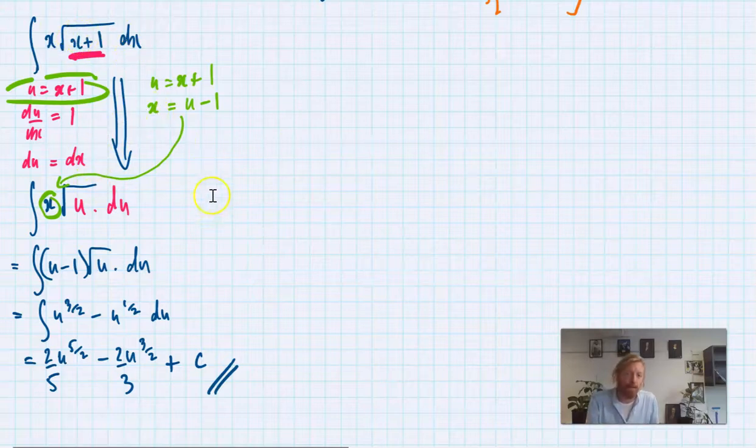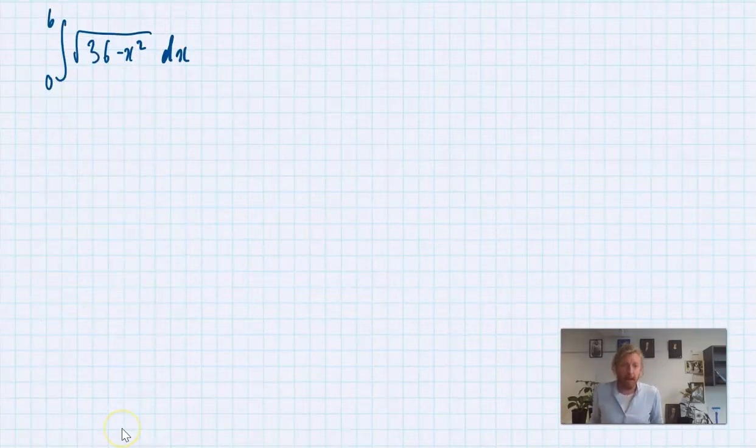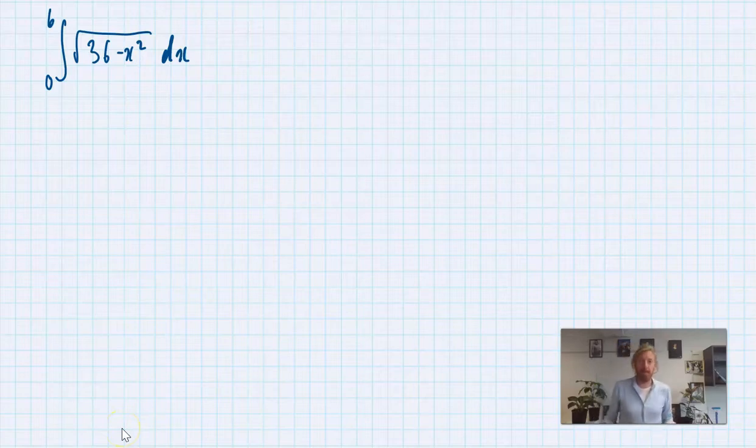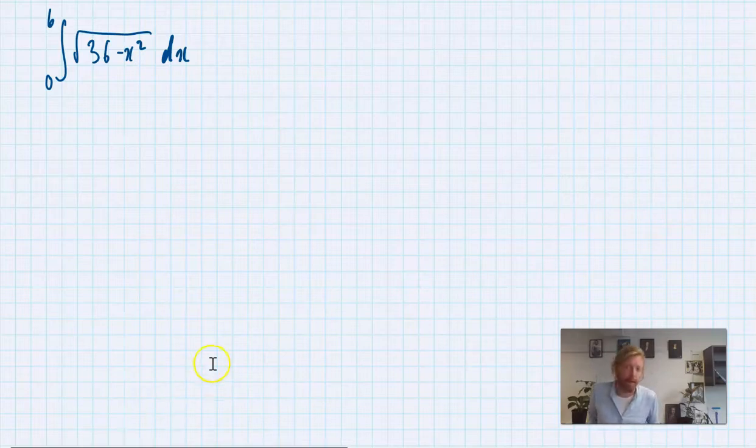When, after you do your substitution, you're still left with some x here, now you should be able to rearrange to get rid of it. Okay, one more example. This is a cracker. Okay, I'm pumped. This here I do not know how to integrate yet.